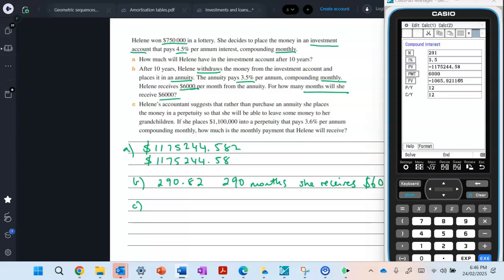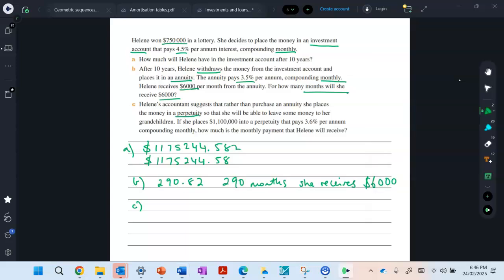All right, Helene's accountant suggests that rather than purchase an annuity, she places the money in a perpetuity. Now, I already know that the payment is going to be less if it's a perpetuity, because you're basically only getting the interest, so that she'll be able to leave some money to her grandchildren. Oh, that's nice, Helene. If she places 1,100,000 into a perpetuity that pays 3.6% per annum, compounding monthly, how much will the monthly payment be?